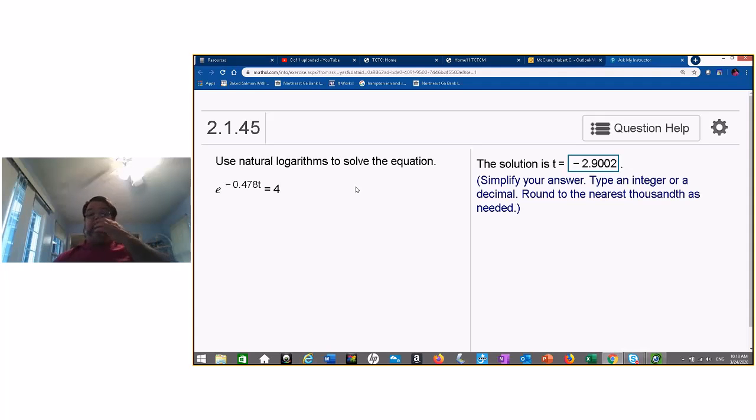Well, when you got one like this, you got to take the log of both sides. Now we went over this in 109, so y'all should know this. All right. So e to the negative 0.478t is equal to 4. Okay, I wrote it down.